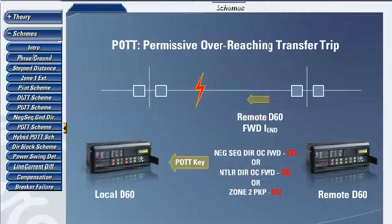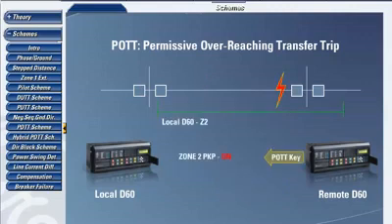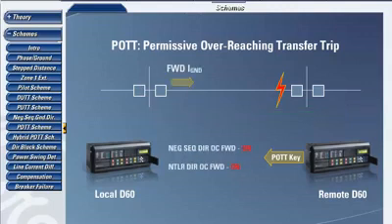pickup flag. In the POTT scheme, the local relay POTT logic will only cause the breaker to trip if it gets the POTT key and the local relay has detected a fault within its Zone 2 area of protection, or it detects that ground current is flowing in its forward direction if this function is enabled.